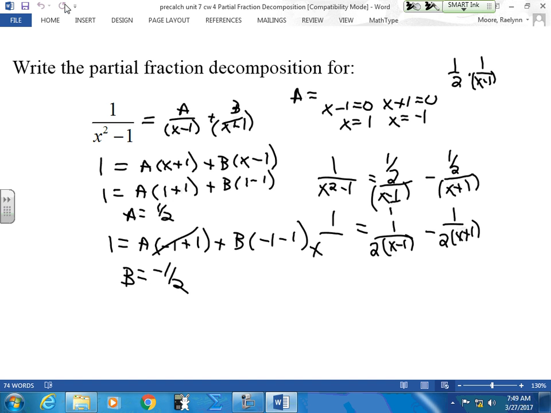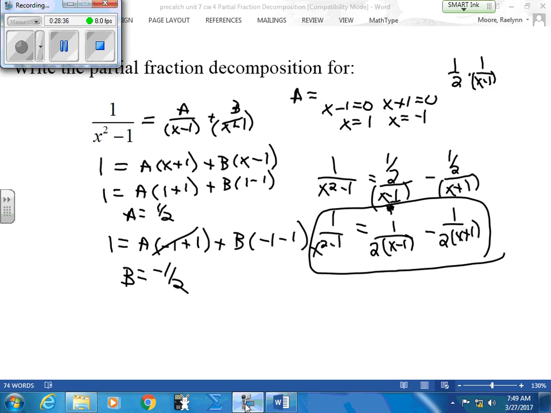Can you distribute that, make it 2x plus 2? Yeah, you can if you want to. But it's probably easier just to leave your factors in there so that if you do go back and check it, it's easier to take the factors. So this is what your final answer will be. Simple enough?